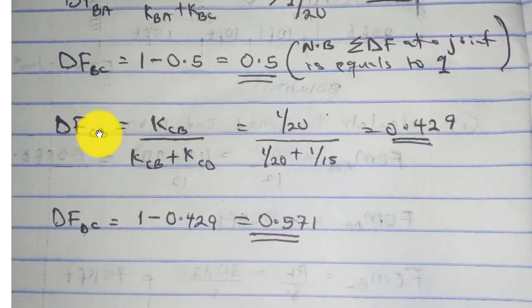So distribution factor CB, also this is the formula. So you calculate that, it will give you 0.429. Instead of writing this formula again, just say 1 minus that, since it's the same joint. So you have 0.571. So we are done with the distribution factor as well. So the next thing to do now is what? Start distributing.